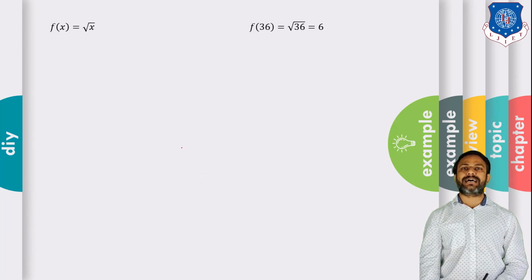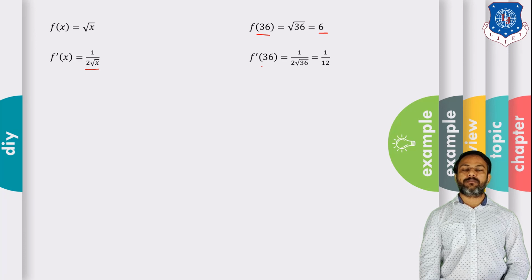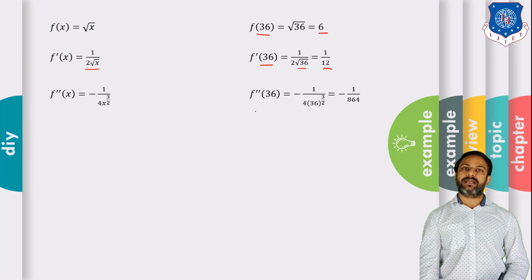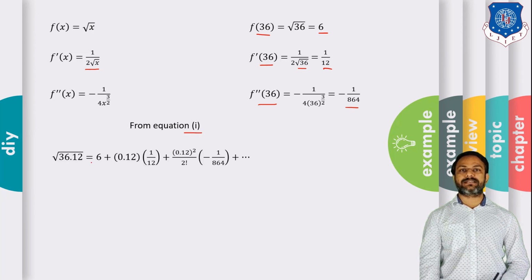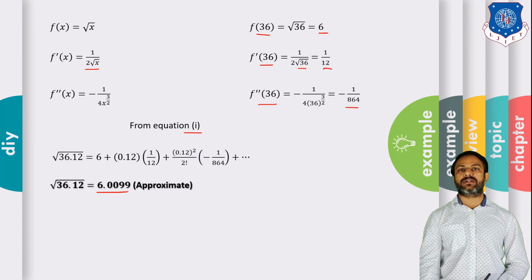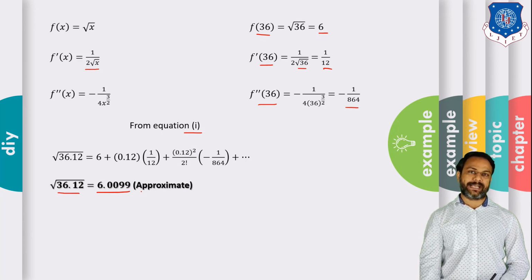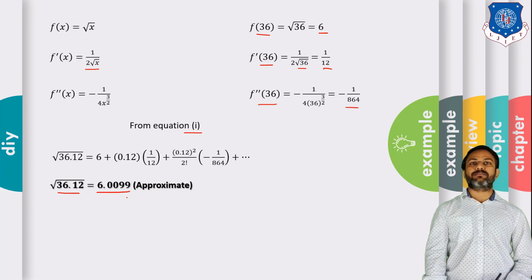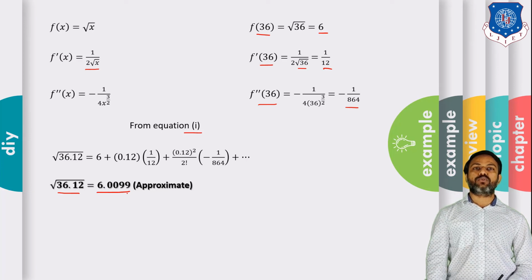So first let's start with f of x equal to root x. So f of 36 is equal to under root 36, which is 6. Again differentiate with respect to x, 1 by 2 under root x, and by putting the value of x as 36 we have 1 by 2 under root 36, that means 1 by 2 into 6, that means 1 by 12. Again differentiate with respect to x, again put the value of x which is 36, we have the value, and so on. By putting all these values in equation 1, we have this series, and by using a calculator, by multiplying and adding these terms, we have the approximate value of under root 36.12, which is 6.0099. Okay, so this is the process of how you can find the square root of unknown numbers.